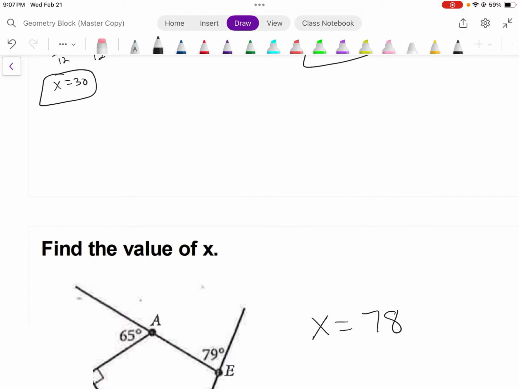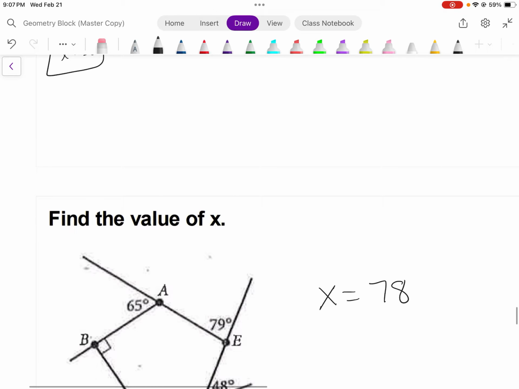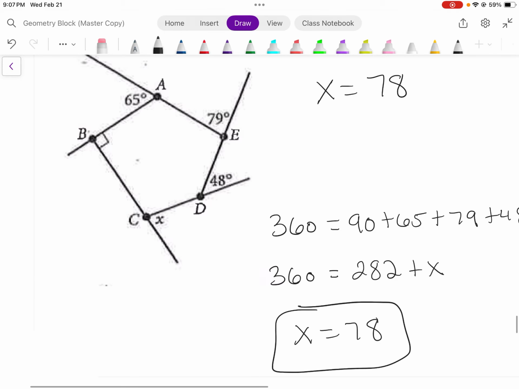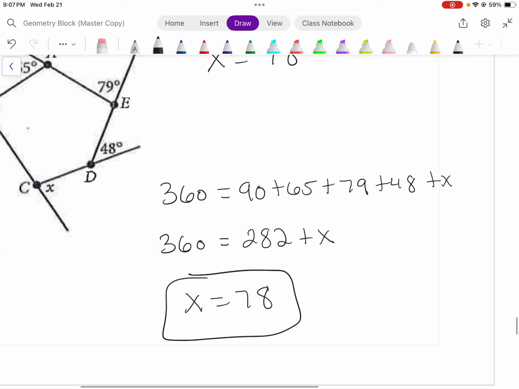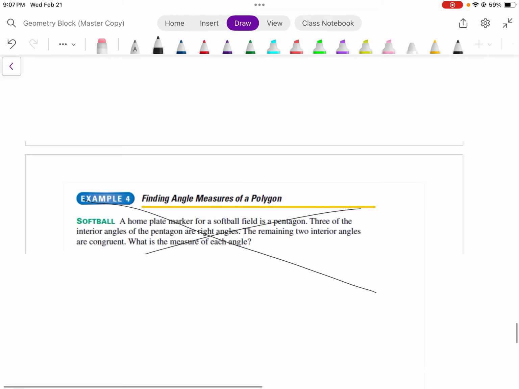All right, so again, pause the video. Try this next one. Get 78. If you don't get 78, here is the work that goes along with it to get to 78. So yet again, if you are not getting these when you are practicing them on your own, these are the types of questions I expect when I get back.